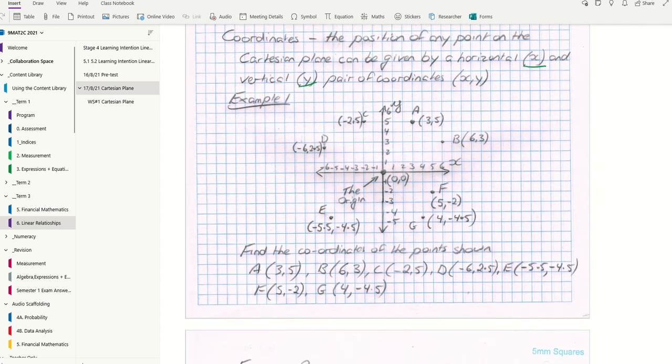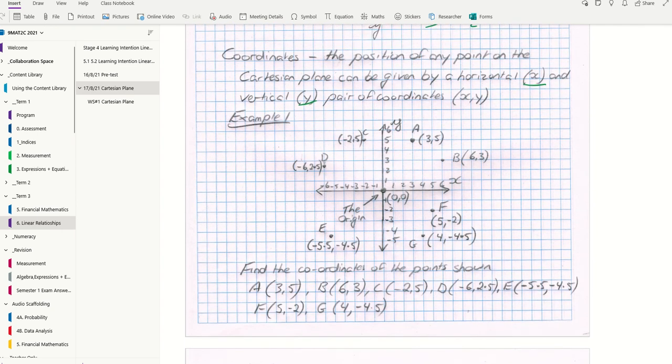So having a look at an example, it's asked me to find the coordinates of the points shown. So A, if I come up here, there's my A. First I come across with the x till I get underneath, I find it's 3. Then I come up and I find that it's 3 across and 5 up. So my coordinates are 3, 5. If I'm looking at B, here's B here. First I go across to underneath it, I go across 6, and then I come up 3. So the coordinates of B, 6, 3.